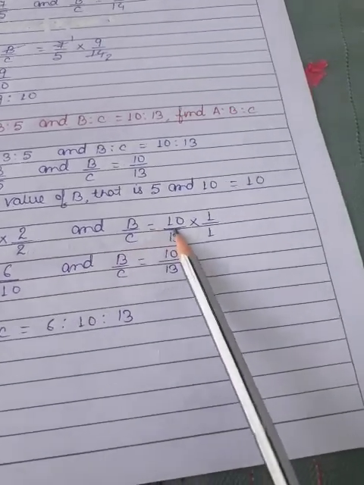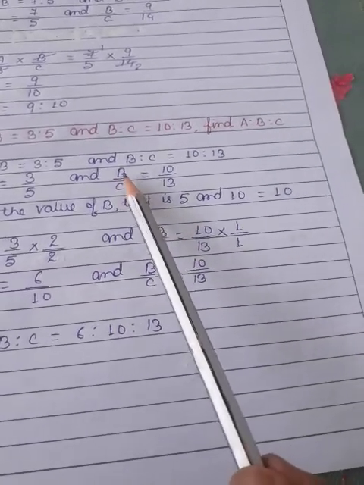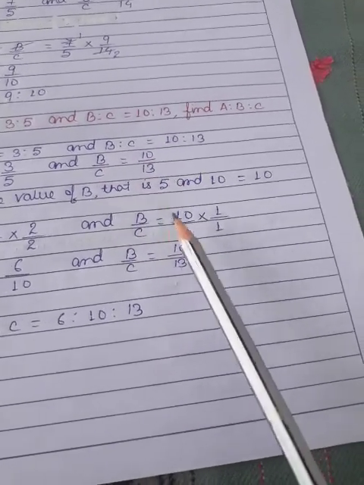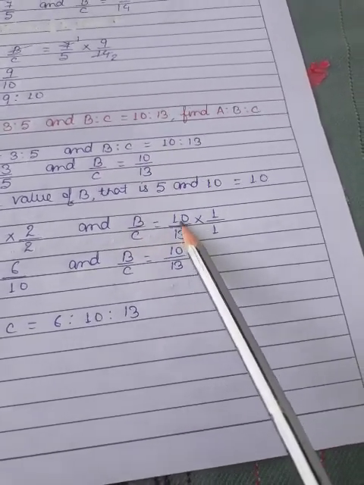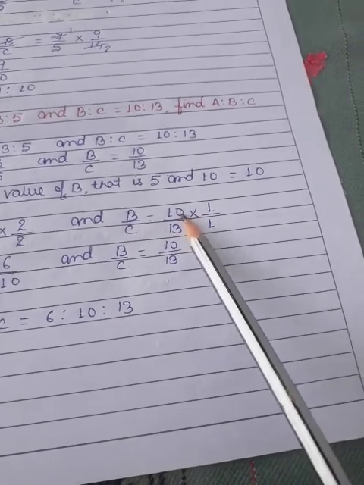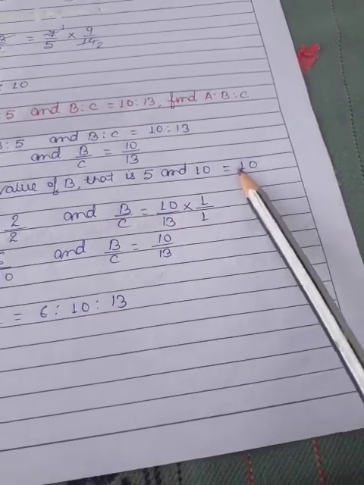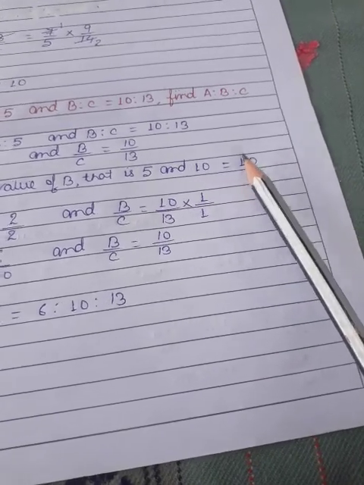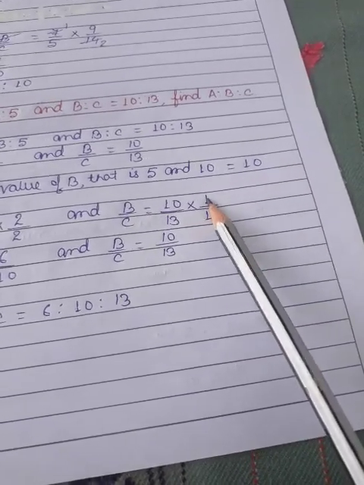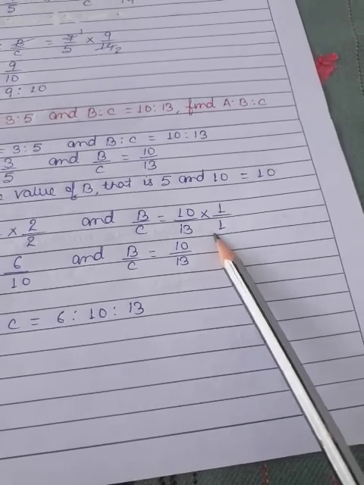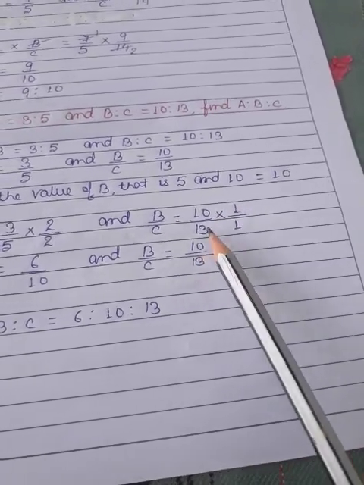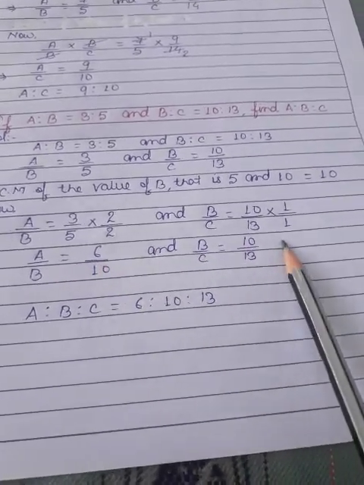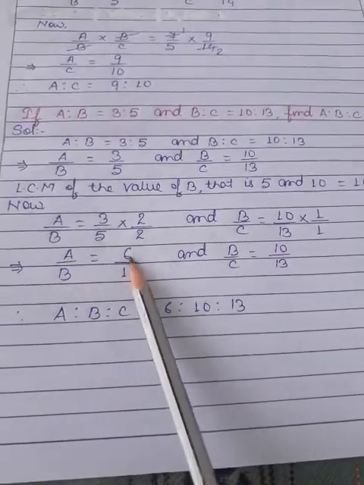Now come to the second ratio. The second ratio was B by C equal to 10 by 13. The value of B here is 10, and the LCM is 10. So in the 10 table, the LCM 10 goes 1 time. So multiply 1 with the numerator and 1 with the denominator. So 10 ones are 10, 13 ones are 13. Now if you compare these two ratios, the A value is here 6.